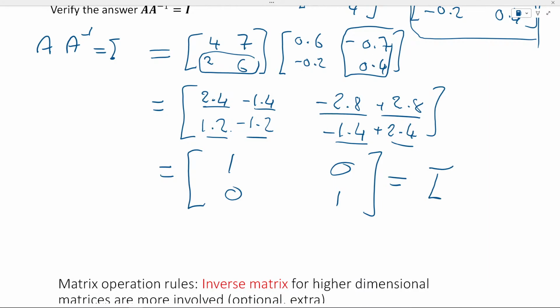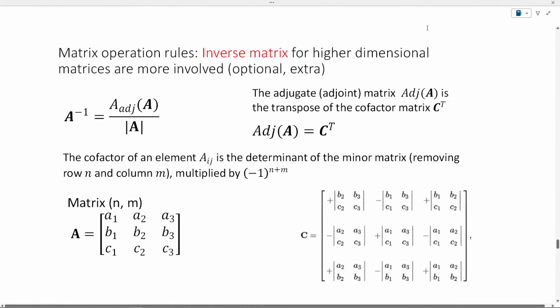Let's see how we are doing in time. Not perfect, but it's okay.